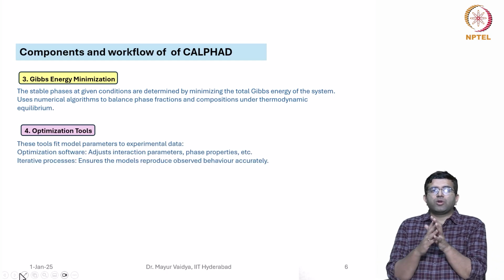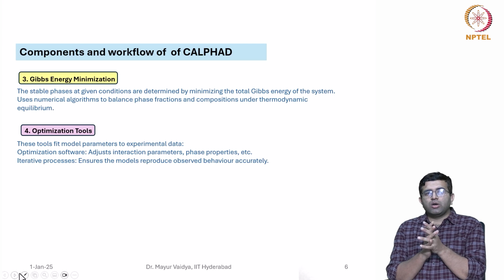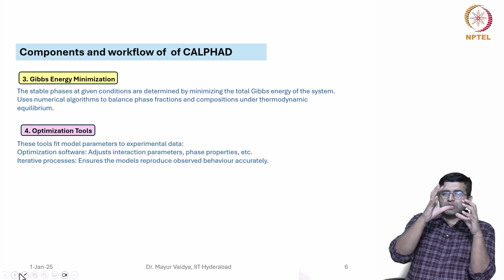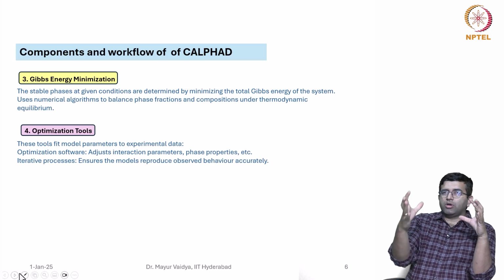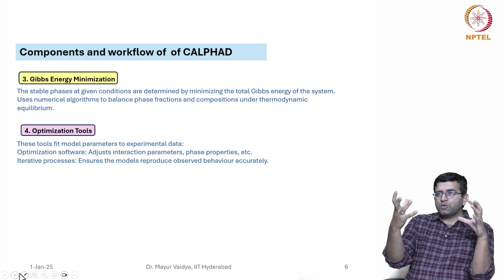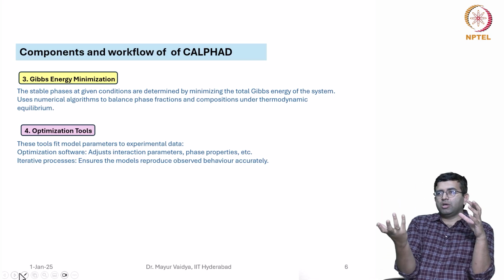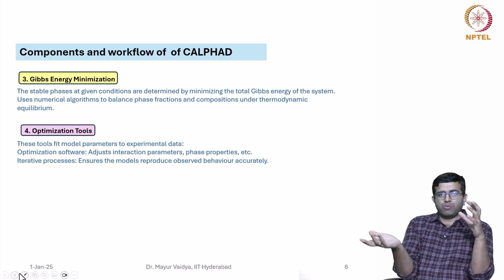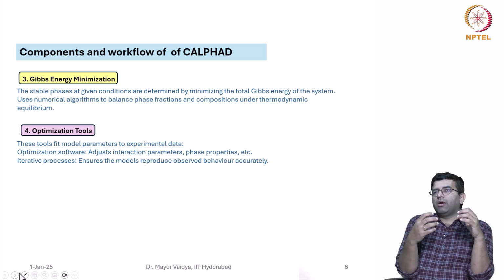The fourth important component is the optimization tools. These tools fit the model parameters to the experimental data. So, there is optimization software which adjusts interaction parameters, phase properties, etc. Because once you have a model, you try to fit the model, then you see whether it can predict and how well it agrees with the experimental data that is available.